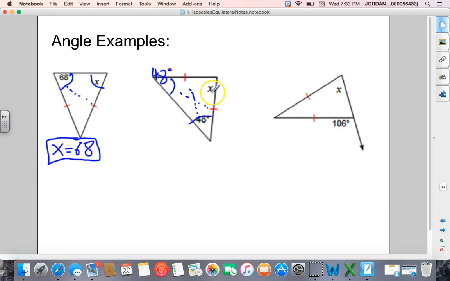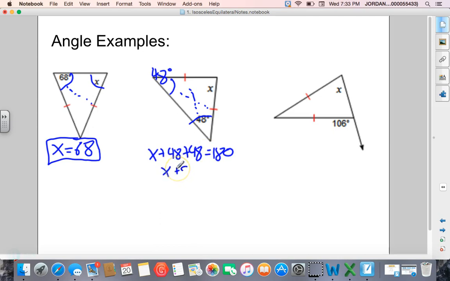But we want to find x. X is the third angle. Okay, so now we've got to remember our knowledge from the triangle sum theorem that all three angles in a triangle add up to 180. So x plus 48 plus 48 must equal 180.